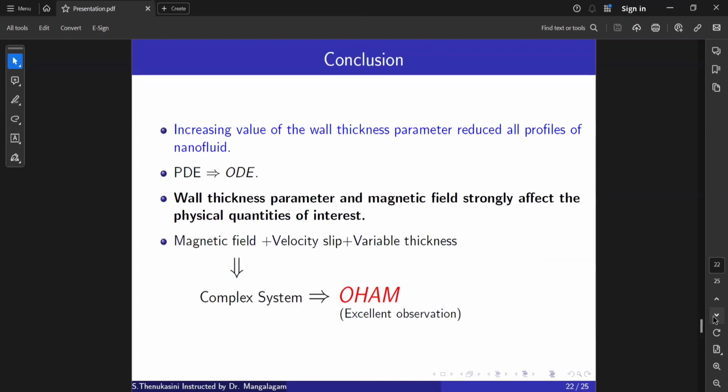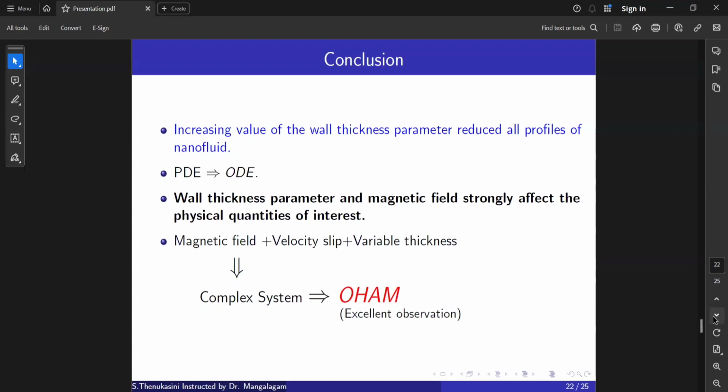Now we move to the conclusion of our research. Finally, we investigated the impact of physical parameters on all the profiles of nanofluid by adding variable thickness in the stretching sheet. Partial differential equations are converted into ordinary differential equations using similarity transformation. Now our system has magnetic field and velocity slip and variable thickness. Therefore, our system is a more complex system.